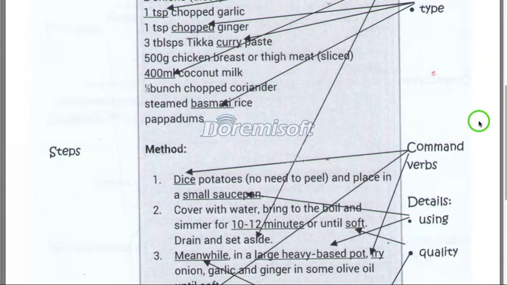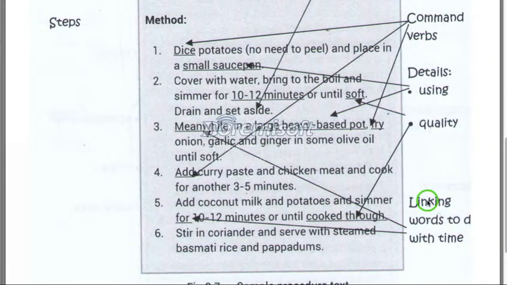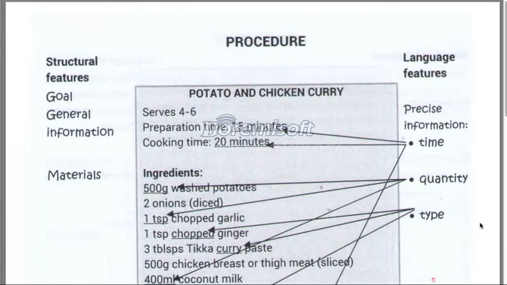Also, because timing is so important in cooking, we also see these linking words for time. Meanwhile, for 10 to 12 minutes, until cooked through. So you can see how the type of language is very different from an argumentative letter, because the social function of the text is very different. And I'm going to talk about this just a little bit more and summarize in the next video.